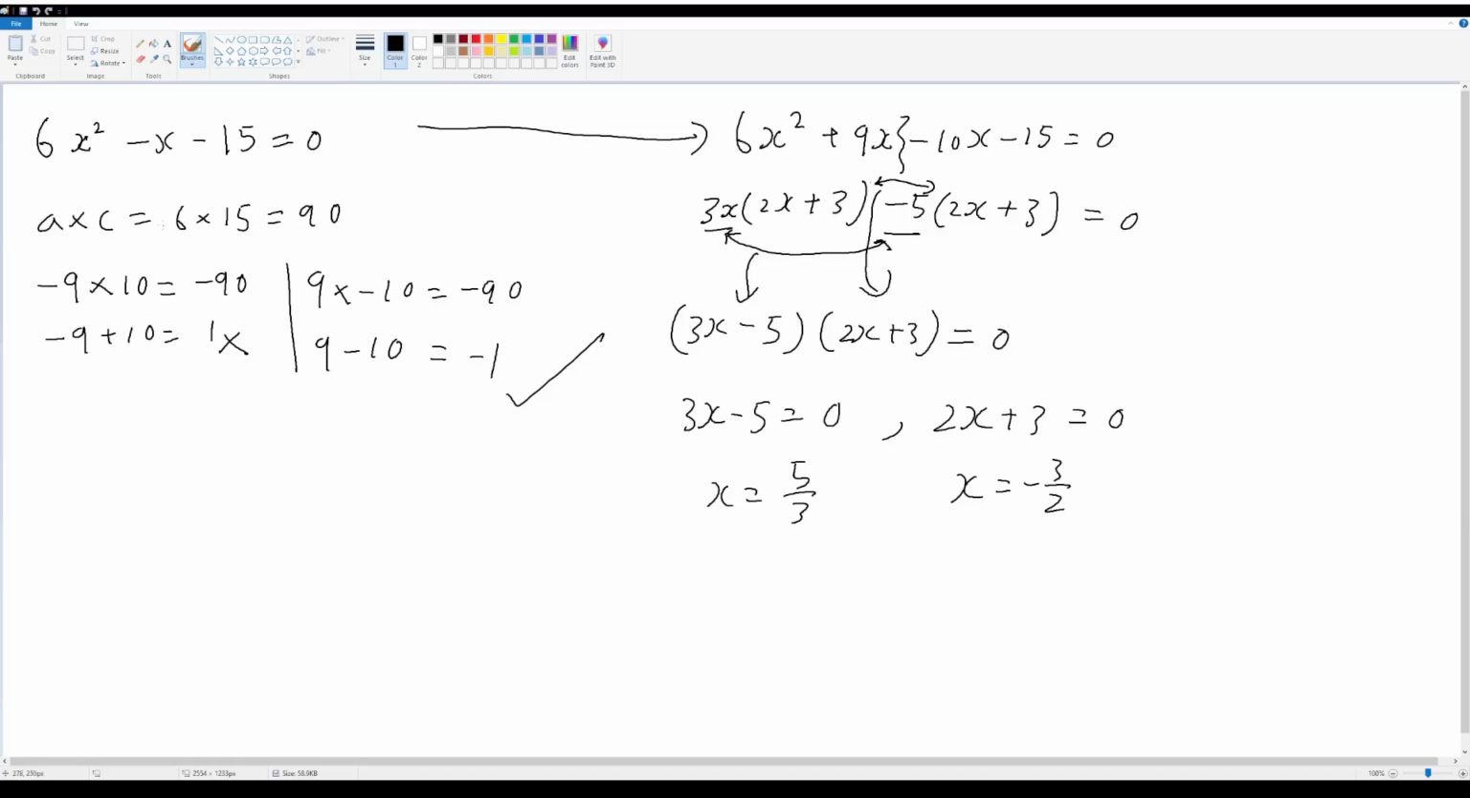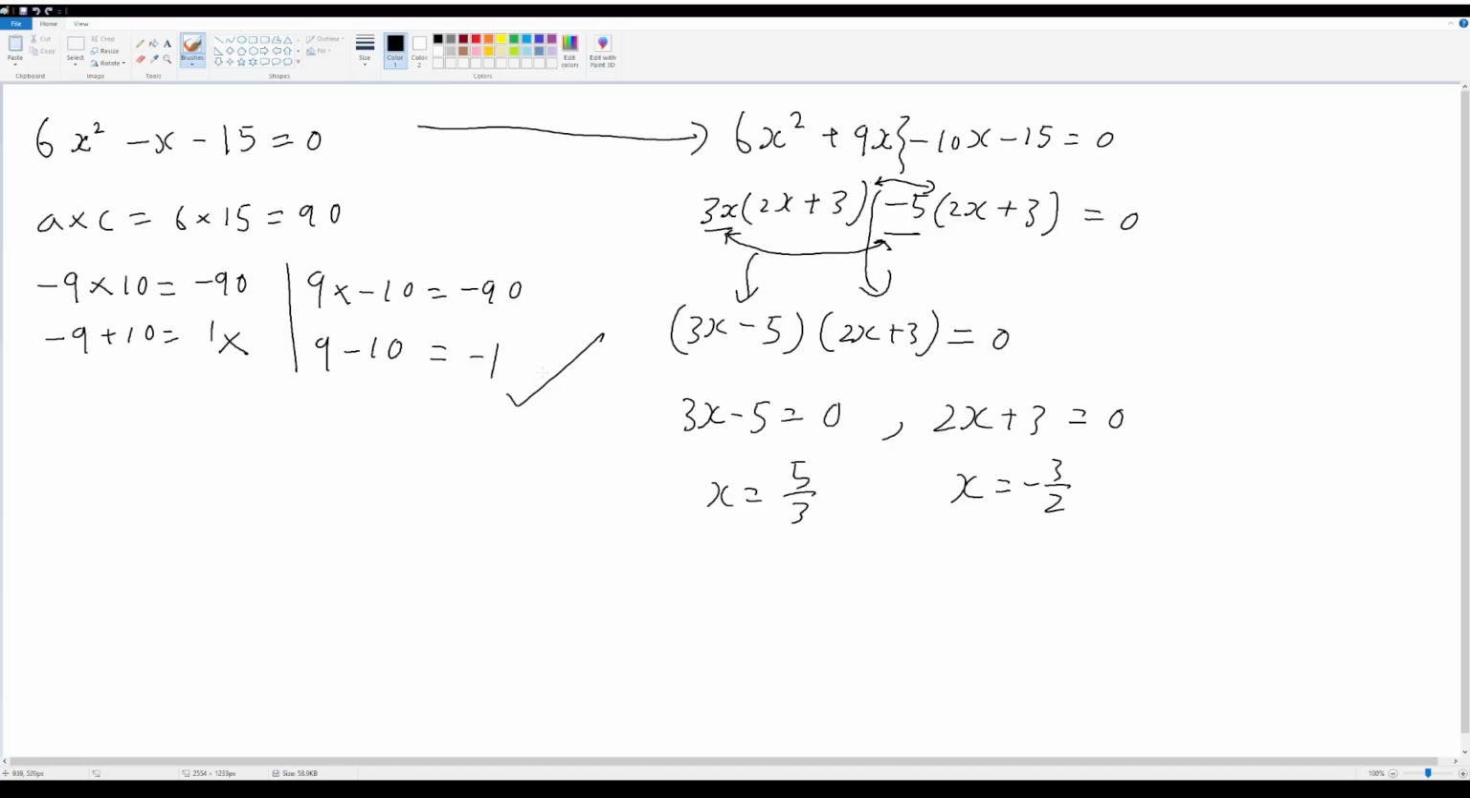So as you can see, I try to use negative 9 times 10 equals negative 90, okay? How about negative 9 plus 10 equals 1? That is not b, so it doesn't work. But now let's try 9 times negative 10, which equals the same, negative 90. But when we do 9 minus 10 equals negative 1, that works. So we can put it in and substitute.